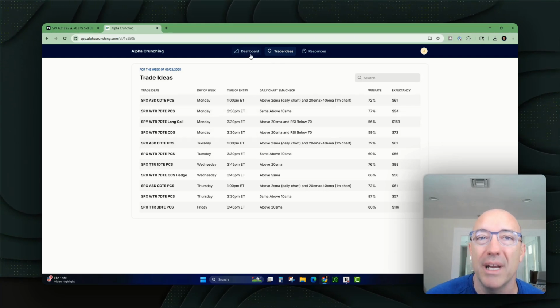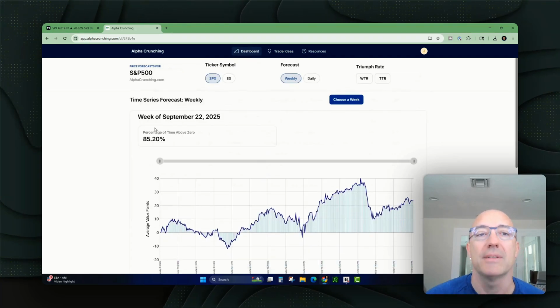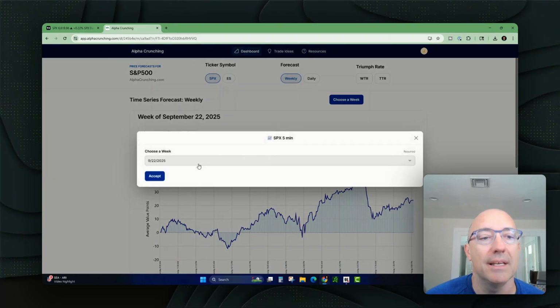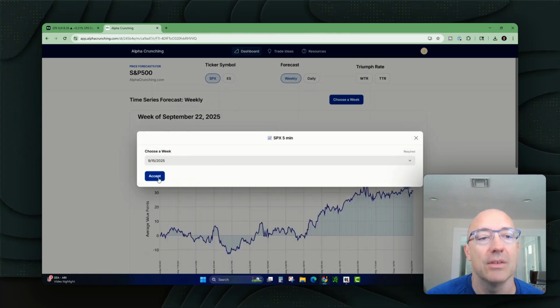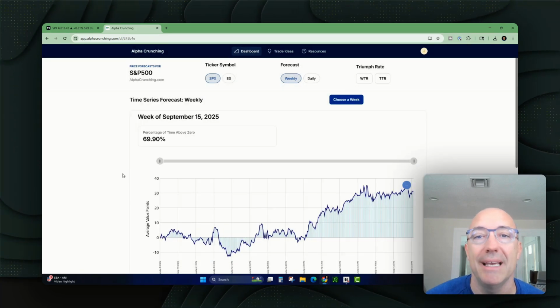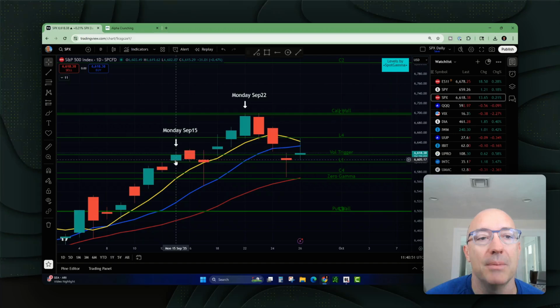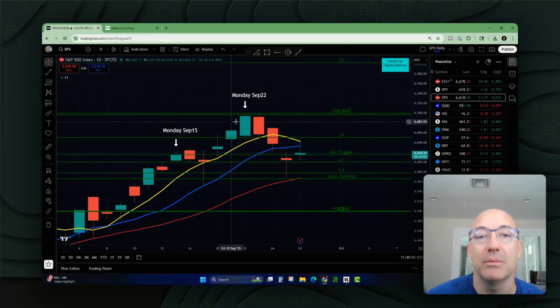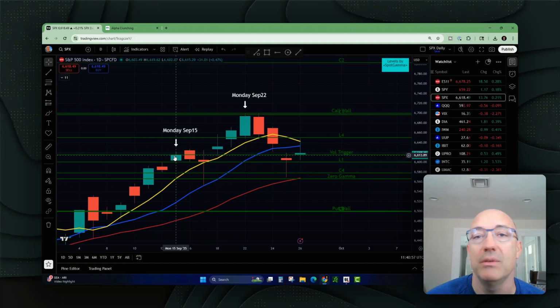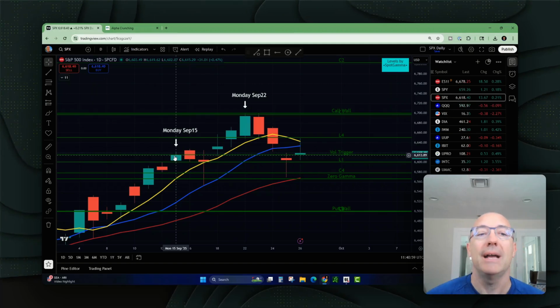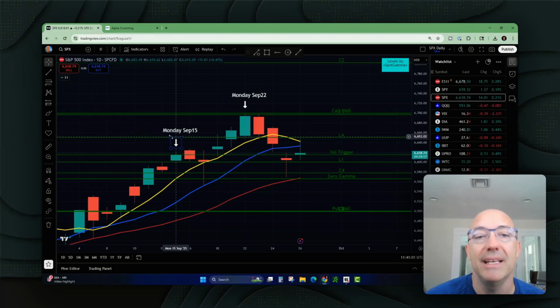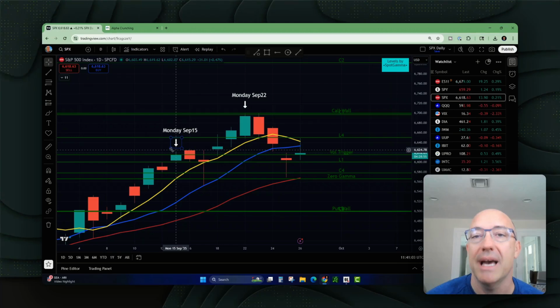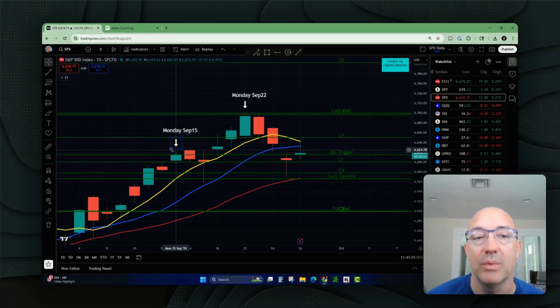But I want to go back to the weekly forecast, and I want to go back to the week of September 15th. So the forecast comes out before the week begins. If we take a look at the chart for Monday, September 15th, we were hitting new highs, just like we were this week. We were hitting new highs and everyone thought, oh my God, I don't think this thing can go higher. The call wall at the time, I think, was around 6,650. So we were in that upper part of the range.